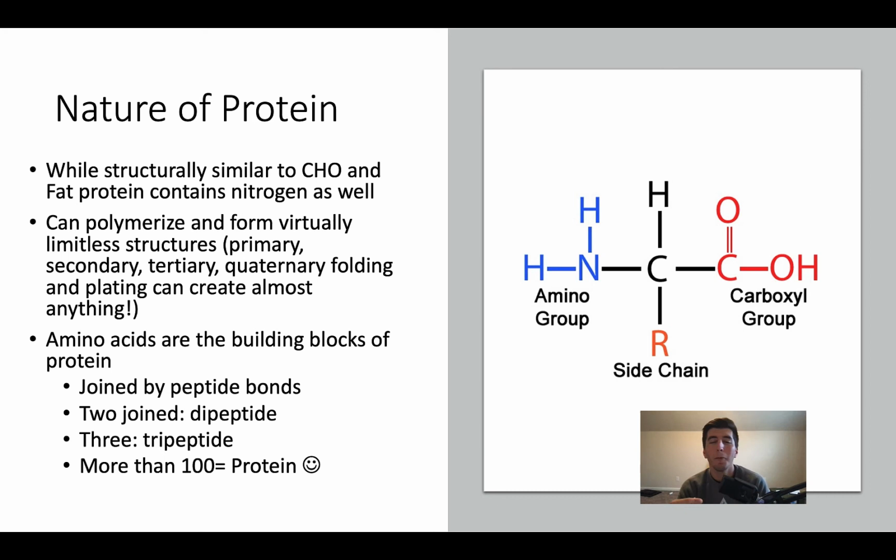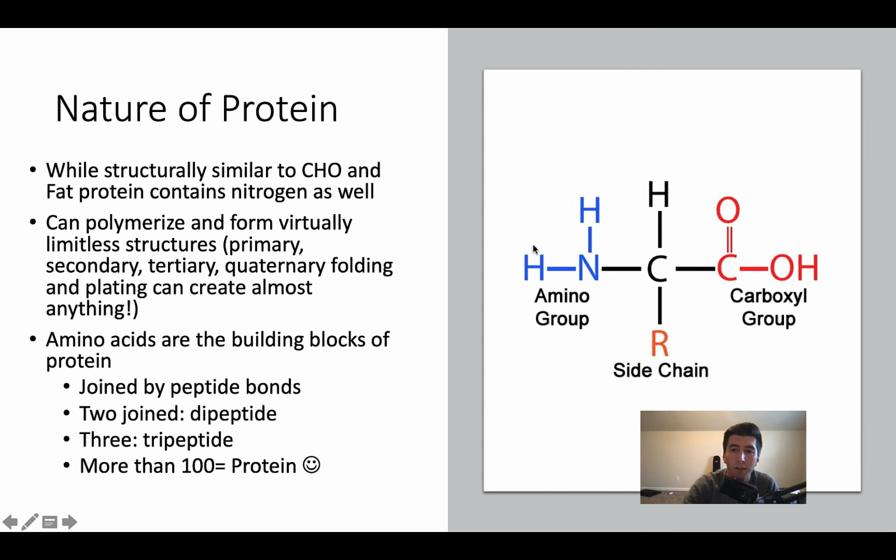So, realistically, the major difference between carbs and fat is what? It's the carbon to hydrogen ratio, right? Major difference in carbs to fat, carbon to hydrogen ratio. When it comes to proteins, the major difference is going to be the presence of an amino group, or the presence of that nitrogen group, right?